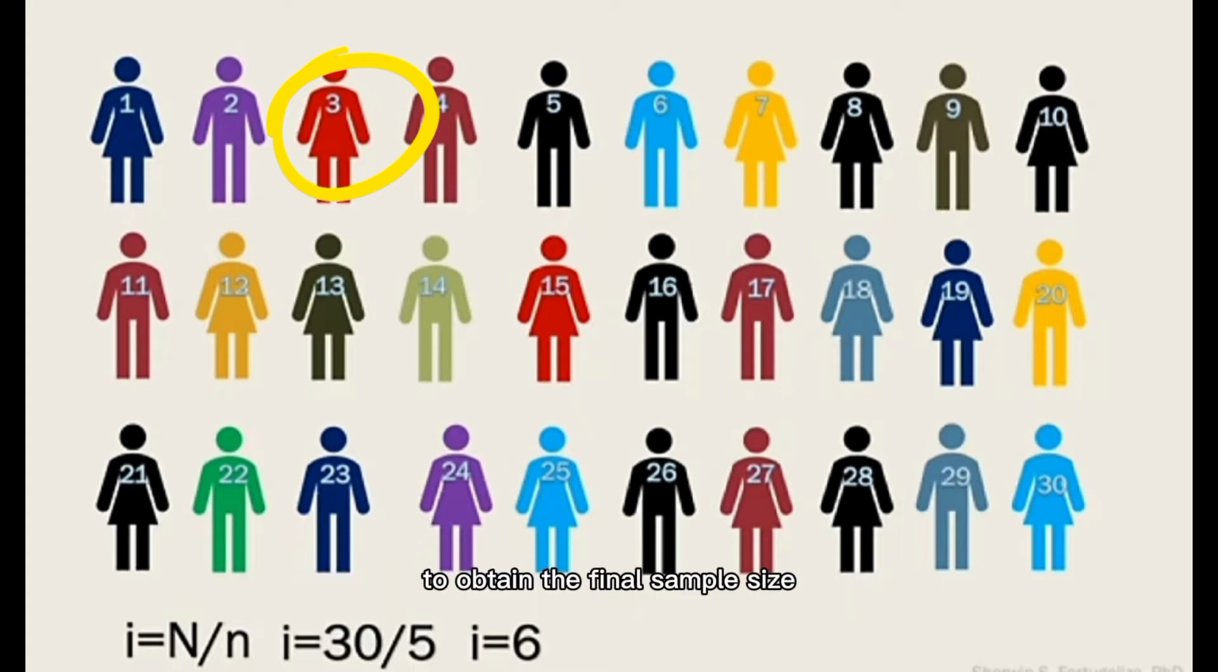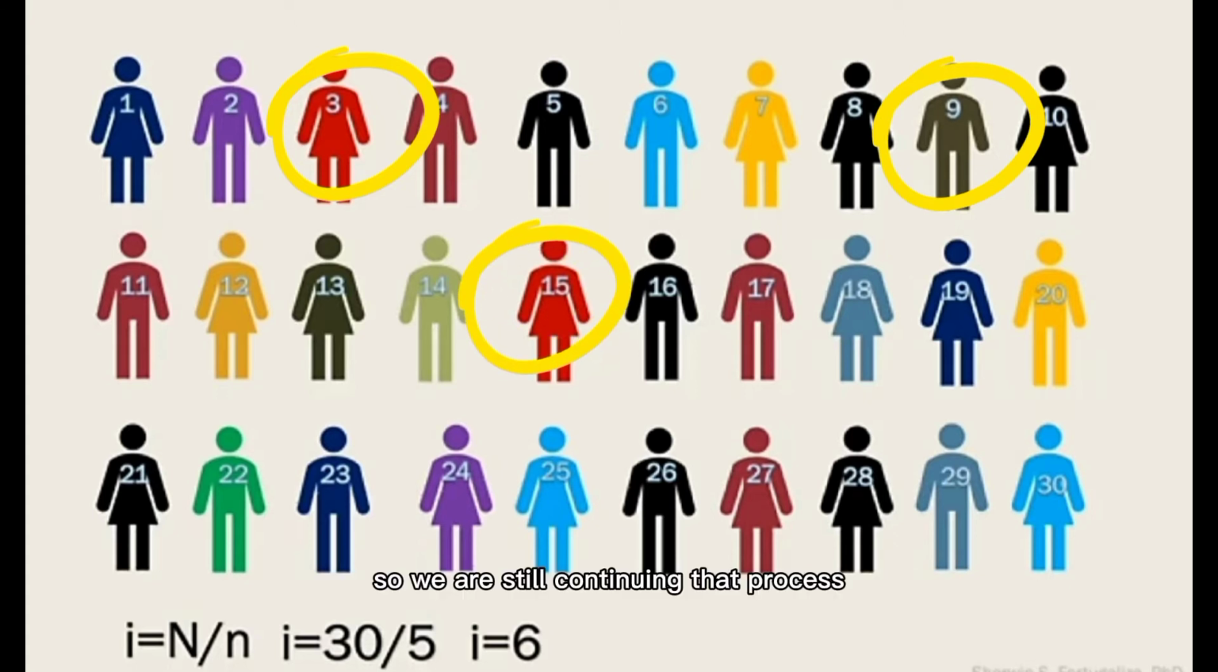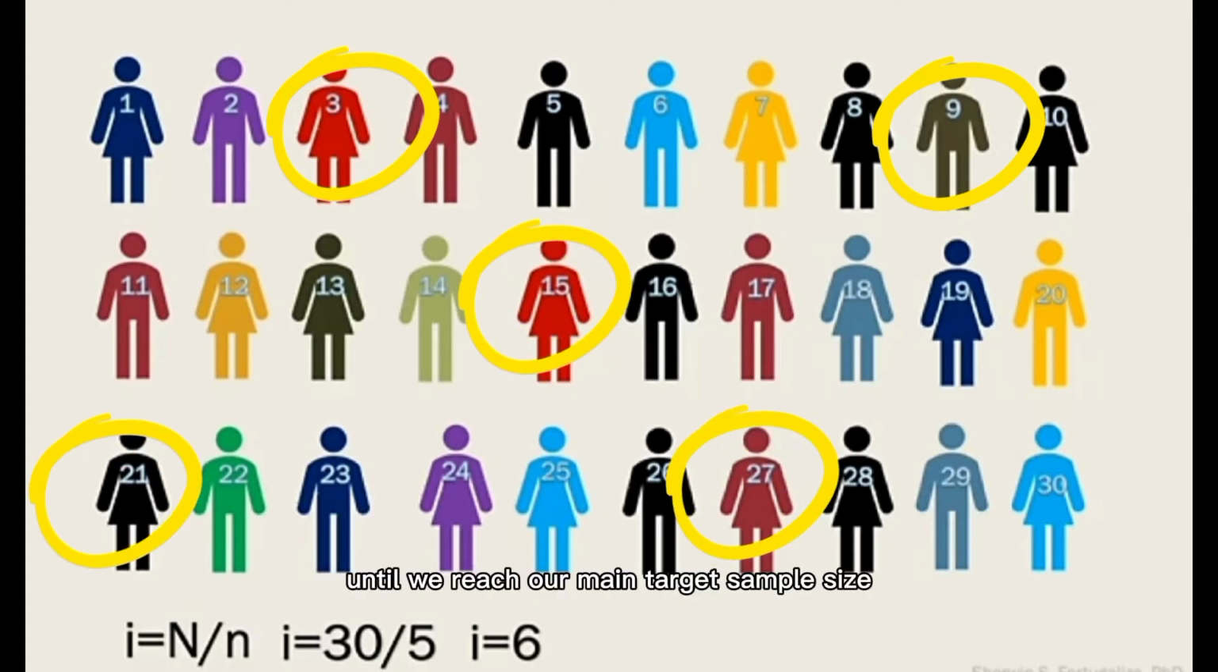To obtain the final sample in the population, you will add the sampling interval to the random starting point. So we start with number 3 plus 6 is equal to 9. We continue that process until we reach our target sample size, that is 5.